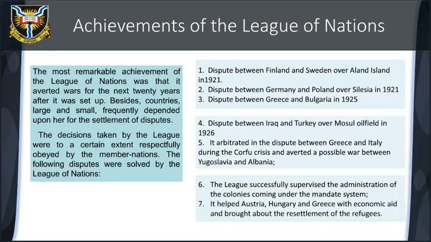6. The League successfully supervised the administration of the colonies coming under the mandate system. 7. It helped Austria, Hungary, and Greece with economic aid and brought about the resettlement of refugees.